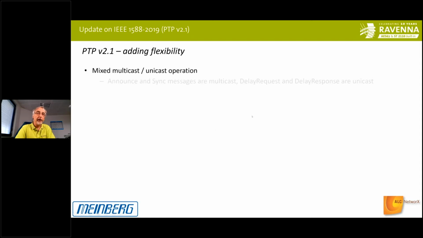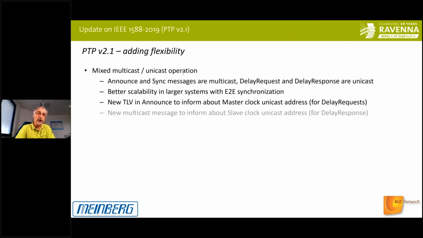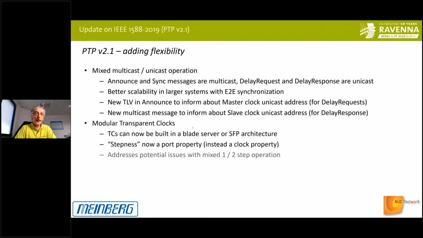Flexibility. Multicast and unicast operation is a regular feature of PTP version 2.1. Basically, it's to decrease the load of the network by providing the ability to run sync messages in multicast mode and delay request and delay response in unicast mode. That had been possible by configuration with 2.0 before, but now it's part of the core standard and one of the available operation modes.